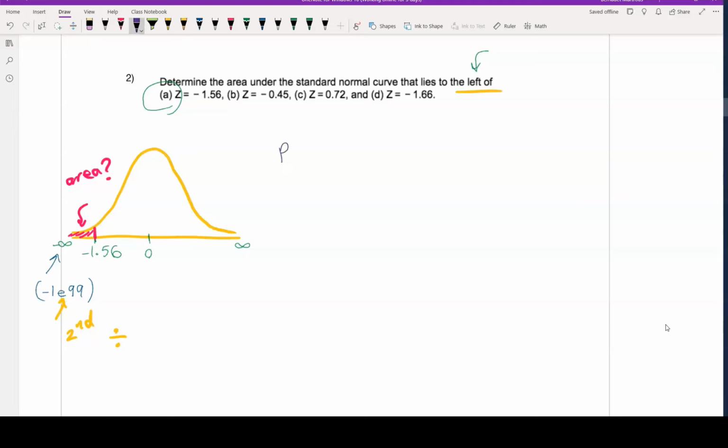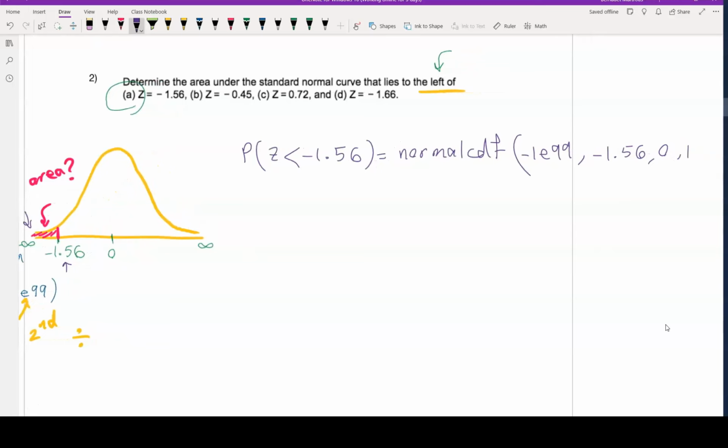To find the answer for this part, the probability when z is less than negative 1.56, we have to use the function normal CDF. Normal CDF starts from the left side up to that point. Here it is negative infinity, so negative 1e99, comma. Moving to the right, our z-score is negative 1.56, comma, 0, comma, 1. This is the mean, this is the standard deviation. For the standard normal distribution, we always have mean equal to 0 and standard deviation equal to 1.